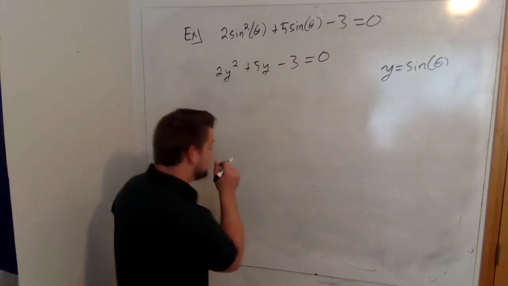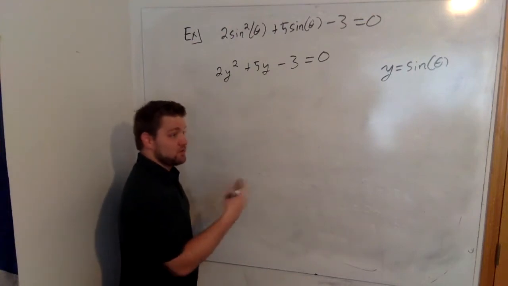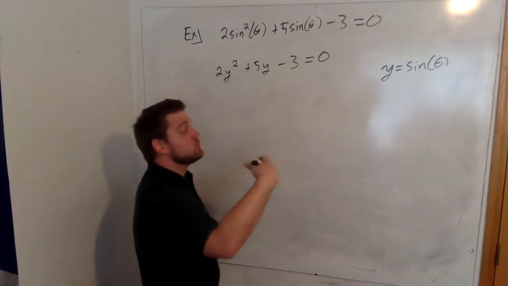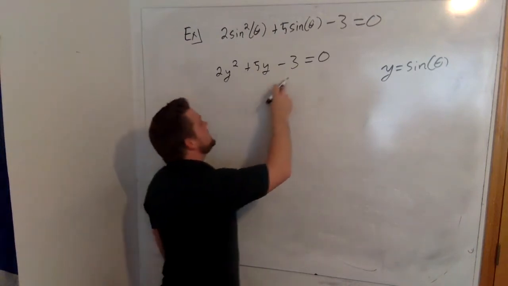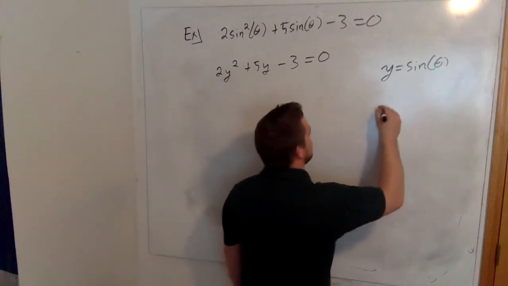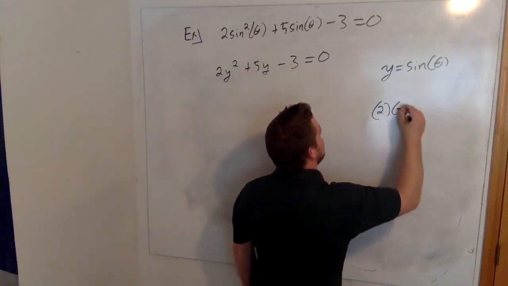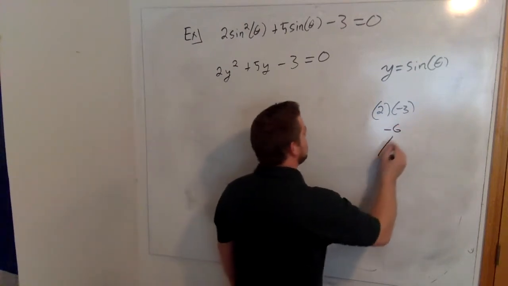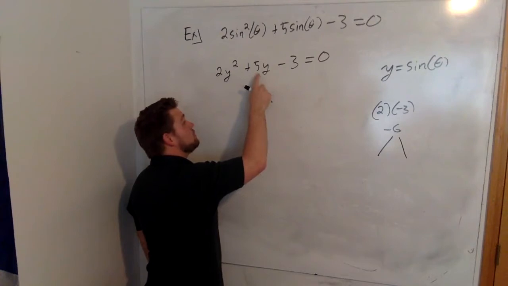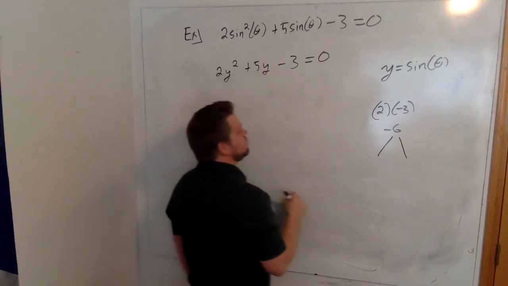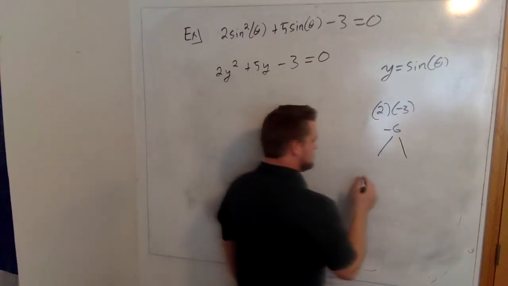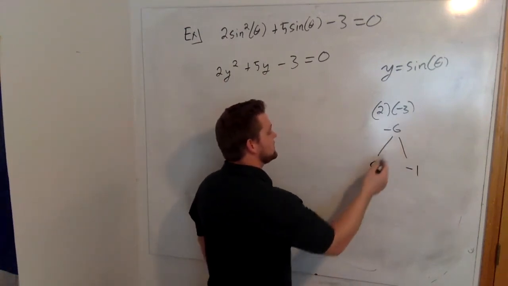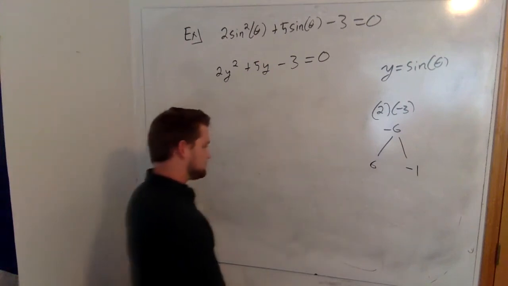So for the AC method, I think about a quadratic equation as ax squared plus bx plus c equals 0. We take the a and the c and multiply them together. So we take the 2 and the negative 3, multiply those together to get negative 6. Now we want to find the factors of negative 6 that add to the middle coefficient, our b. So factors of negative 6 that add to 5. Let's see, I think 6 and negative 1 will work. These multiply to give negative 6, and they add to give 5.